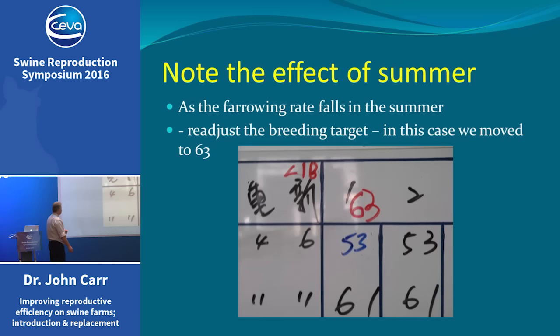And then if they have problems in the summer, one of the answers to summer infertility is to have more gilts. You know summer's going to happen. It happens every year. So you can't admit that you were surprised by, oh, it's July. Oh, it's hot. I remember last year it was hot as well.